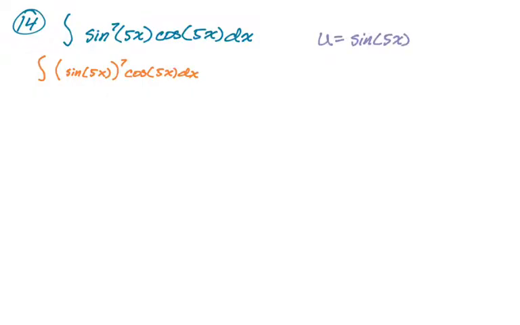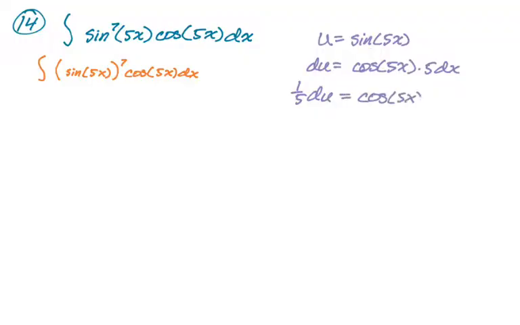Now, you might be worried about that cosine of 5x, but once you've chosen u, if it's going to work, you have to hope that everything else is just a part of du. So let's find du. du is cosine of 5x times 5 by the chain rule, and then dx. So 1/5 du is going to be cosine of 5x dx, and this is perfect, right?